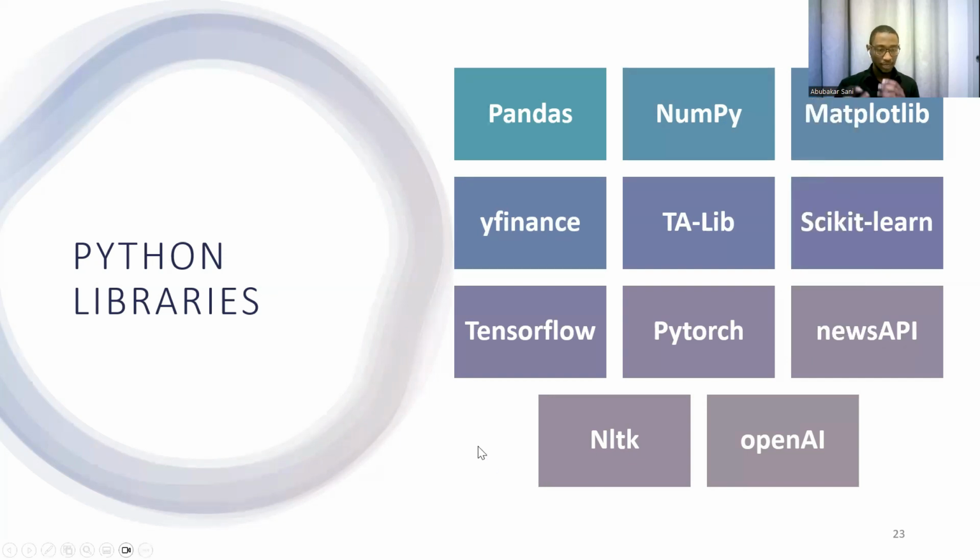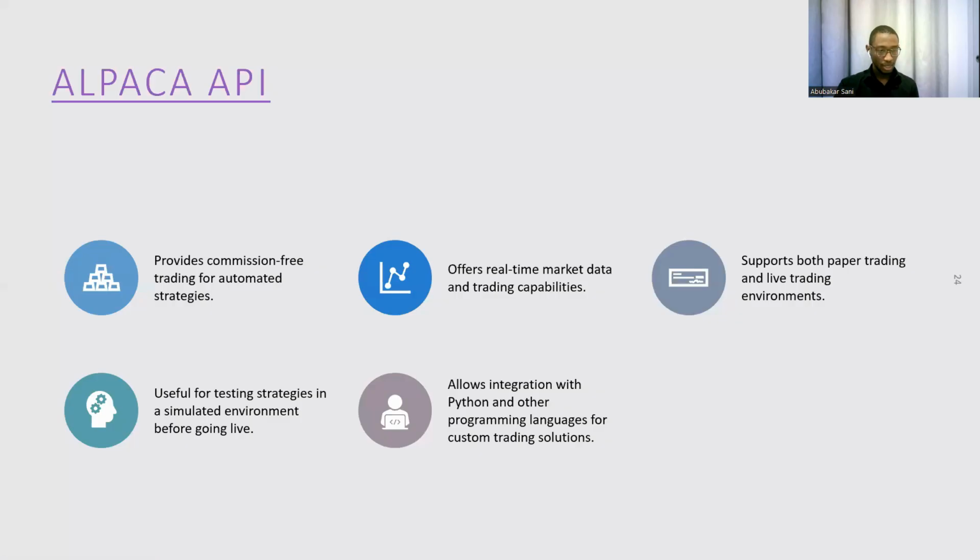It provides different types of algorithms that can be used to carry out our natural language processing tasks. OpenAI is a tool which we may use. For example, ChatGPT was made by OpenAI, so you can use ChatGPT via an API, communicate with it, and integrate it into your trading or investment strategy. You can do all that. So these are the libraries we're going to use.